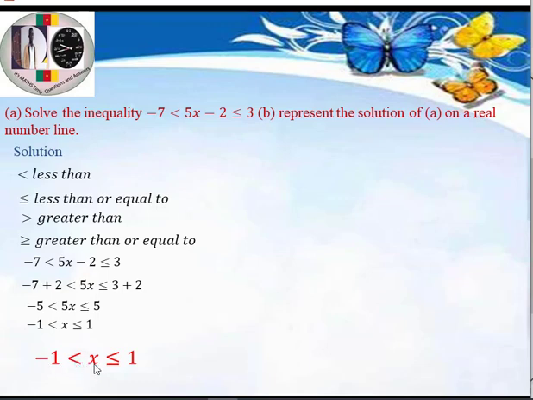So we say x is greater than minus 1, but x is less than or equal to 1, meaning 1 itself is included because we have less than or equal to 1, but minus 1 is not included in the solution set because there is no equal sign there. So with this, we can draw the solution on a real number line as shown below.